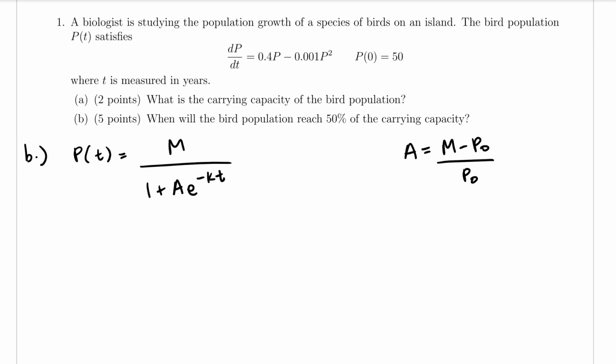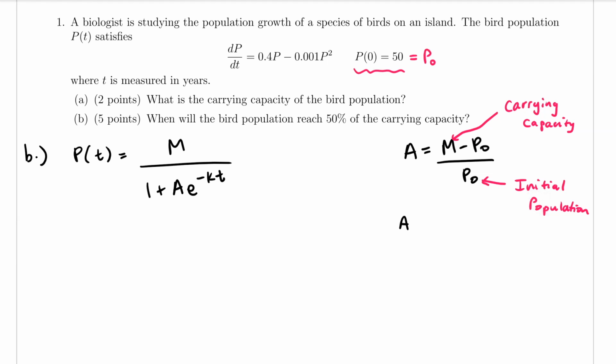And in this formula, capital M is our carrying capacity, and P naught is our initial population. So as we can see here, P of 0 is equal to 50. That is the same thing as P naught. So let's go ahead and calculate capital A. We have our carrying capacity from earlier was 400 minus 50 over 50. And this is going to end up equaling 7.